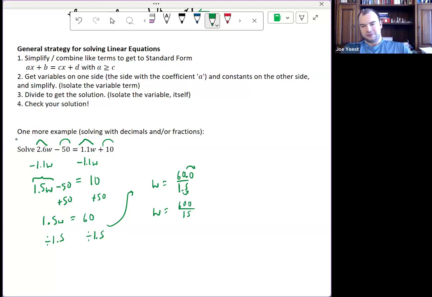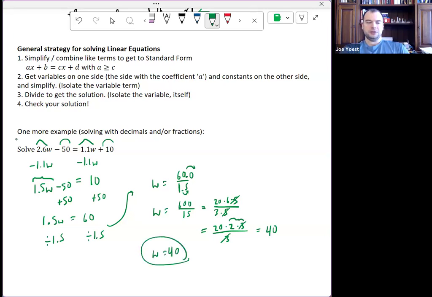Well, I see that there's a factor of 5 in both of those, I think. 3 times 5 is 15. And, well, 5 times 20 is 100. So 5 times 20 times 6 should be 600. My 5's divide out. And I see that there's a factor of 3 in the 6. I'll just be very explicit and write it clearly. 6 breaks into 2 times 3. And my 3's divide out. 20 times 2 is 40. So W equals 40 is my answer.